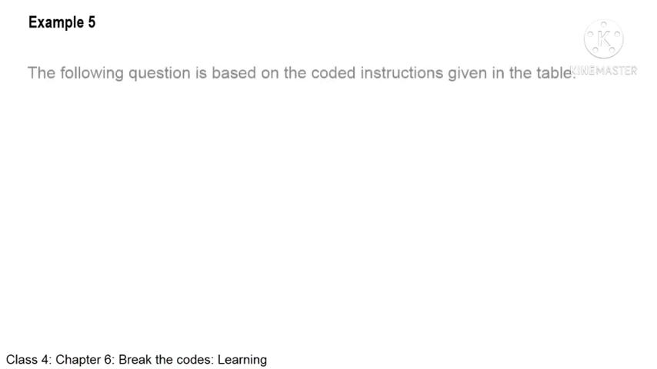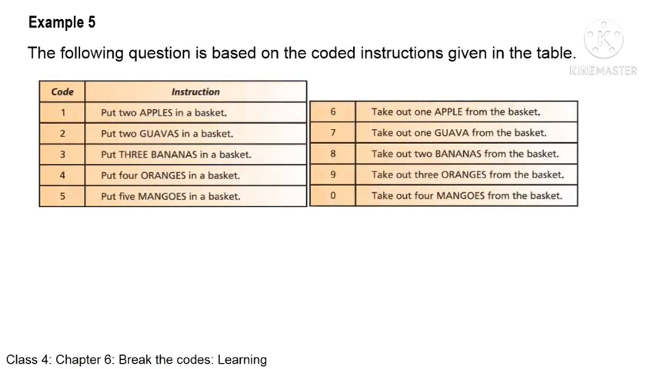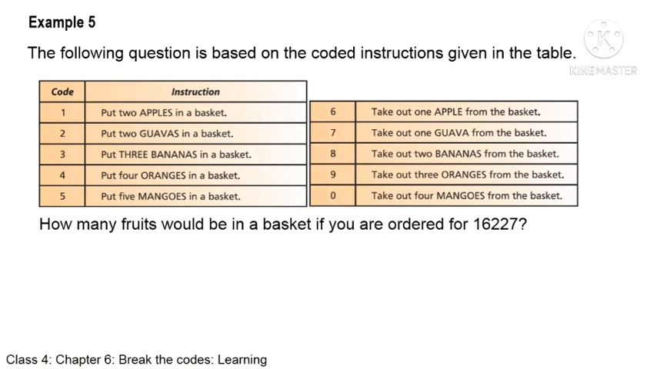In this example, the following question is based on the coded instruction given in the table. How many fruits would be in the basket if you have ordered for 16227?